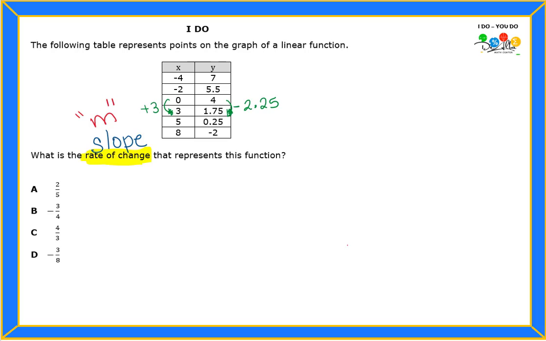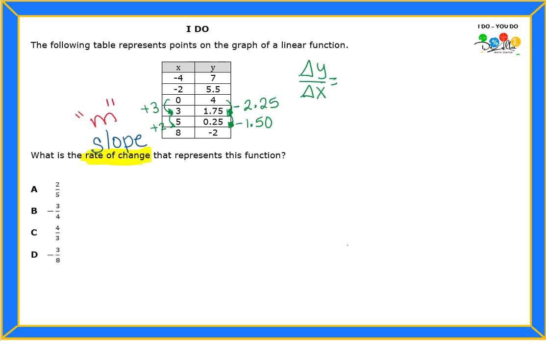How about on the x side? How do I go from a 3 to a 5? From here it will be plus 2. And from here to here, I'm going to take 1.75 minus 0.25, so what do I get? It's going to be a negative 1.50. Okay, so this is basically the change of y over the change of x, if you remember. So I'm going to write it down over here: change of y over change of x.